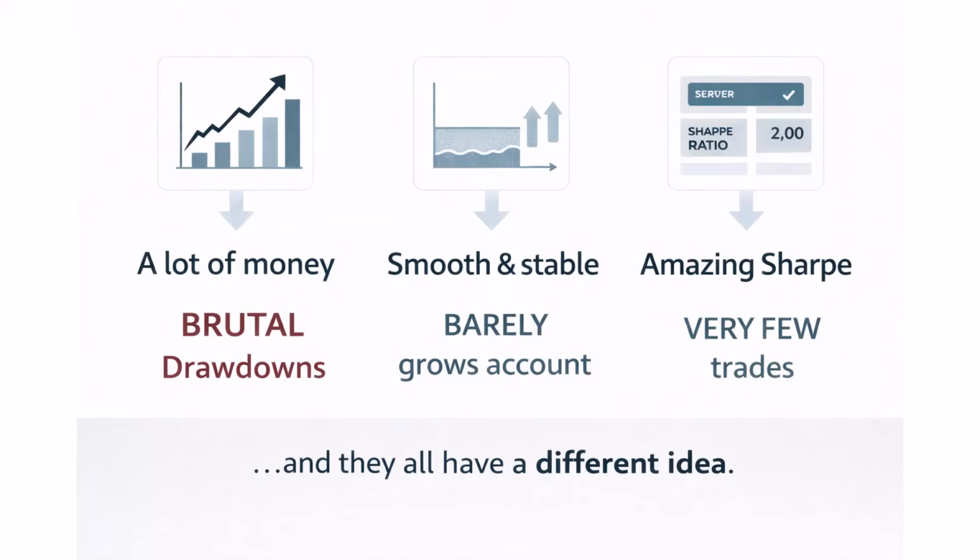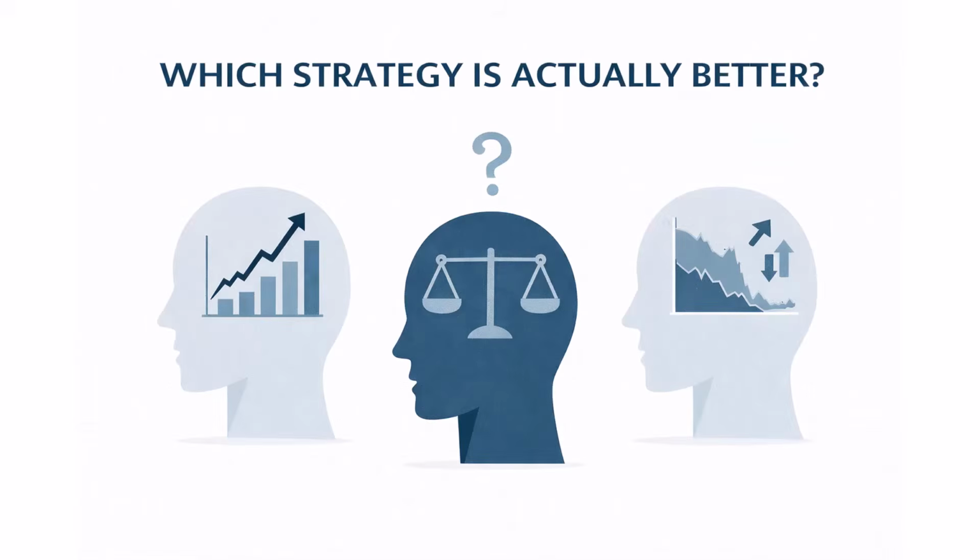One strategy makes a lot of money, but the drawdowns are brutal. Another one looks smooth and stable, but barely grows the account. And a third one has an amazing Sharpe ratio, but very few trades. And now you're stuck with a simple question that turns out to be surprisingly hard to answer. Which strategy is actually better?